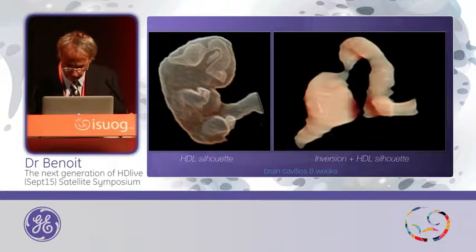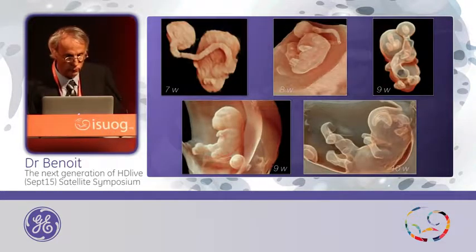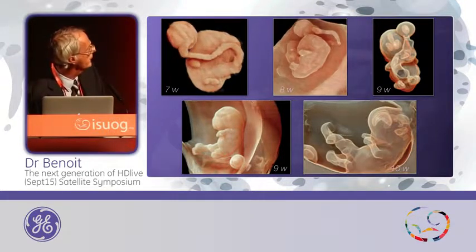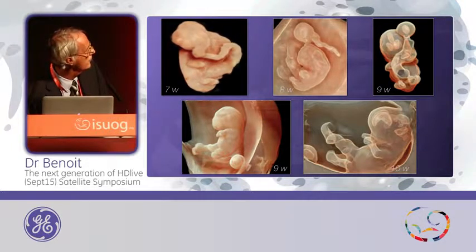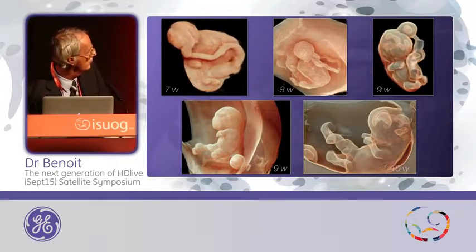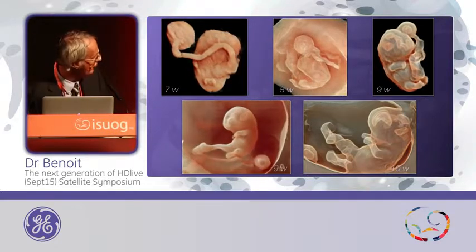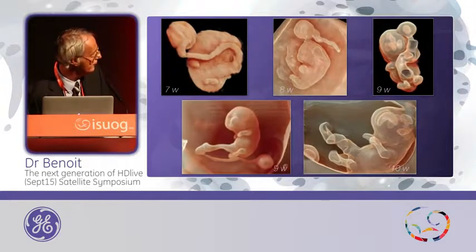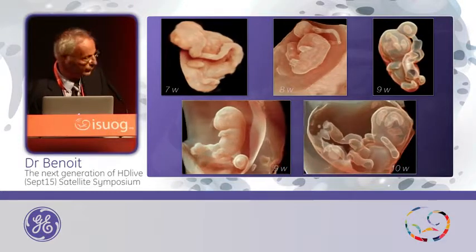Now some examples in the first trimester of pregnancy. The first one at 7 weeks of pregnancy, 8 weeks of pregnancy, 9 weeks, and this one at 9 weeks of pregnancy, we can clearly see the vitelline duct connected to the umbilical cord, and this one of 10 weeks of pregnancy, where we can really recognize the two lateral ventricles here.